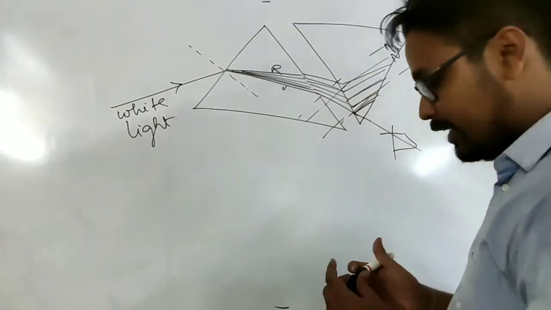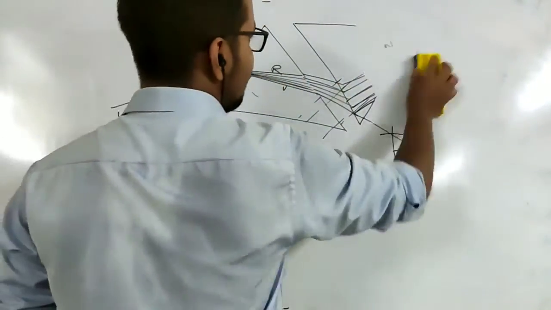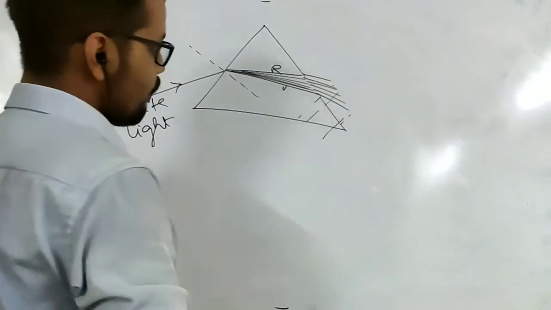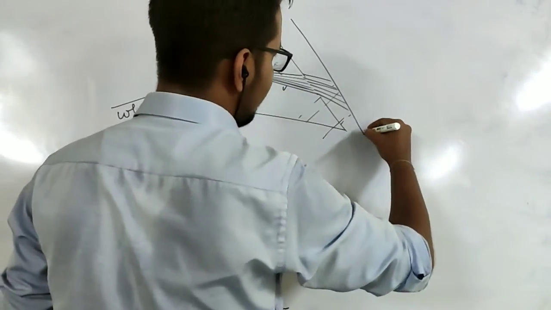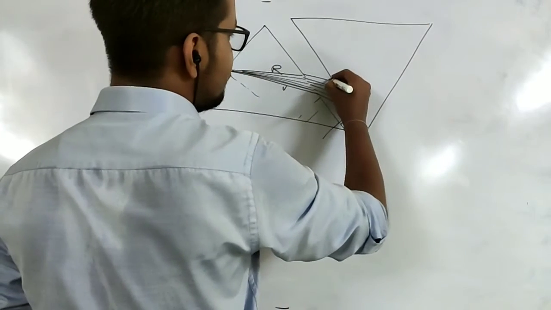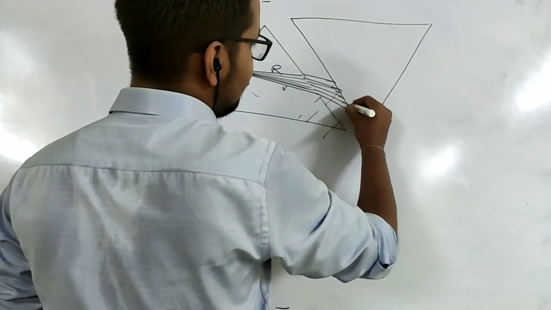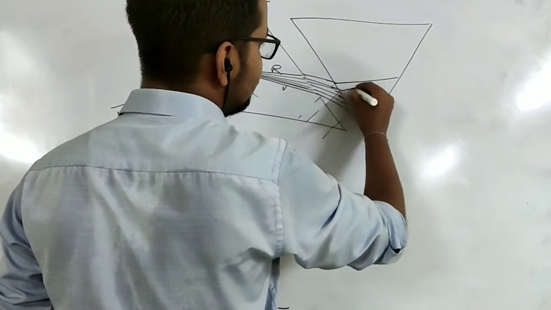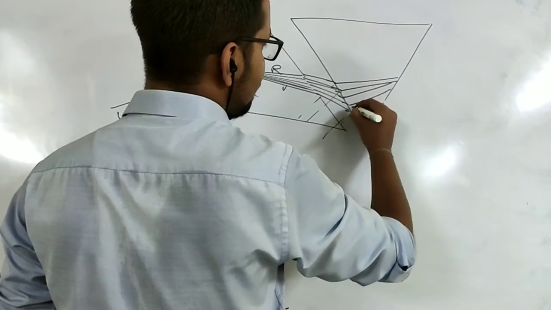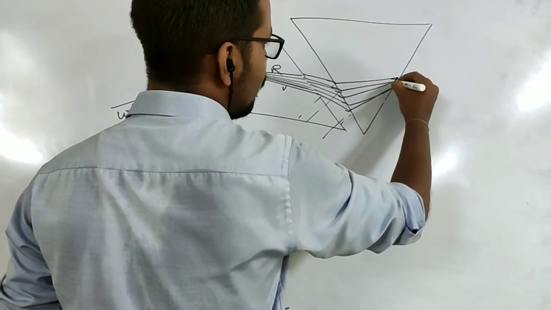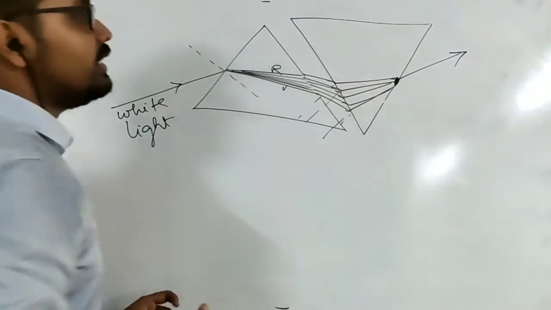my diagram is not that good. Let me redraw it in a better way. I draw another prism right here in the opposite direction. What happens is the lights start to diverge. They seem to diverge to the same point. As a result, when they come out, they combine together and come out as a single light.